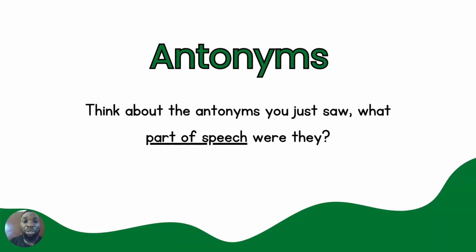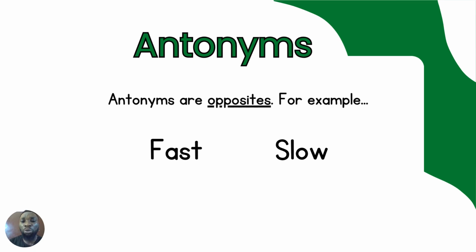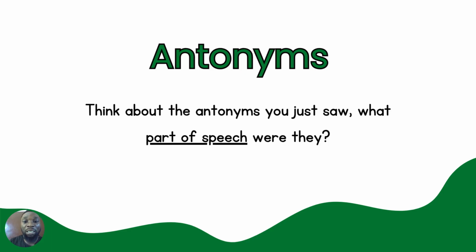And so let's think about some antonyms you just saw and what part of speech they were. From the previous examples given to us, we saw small and large, fast and slow. So what part of speech do these belong to? Is it a verb? Is it an adjective? Is it a noun? Well, that should be a topic for a special class, obviously. But it's very important for you as a learner to really identify what you are talking about.